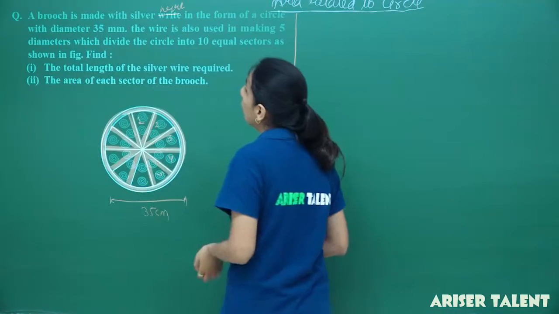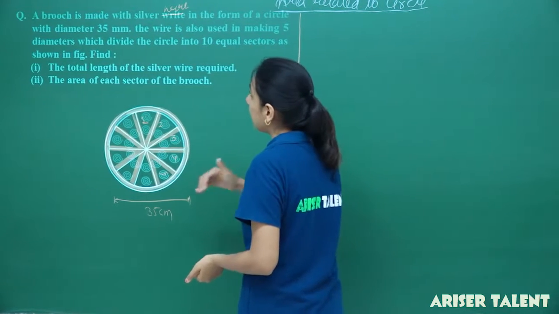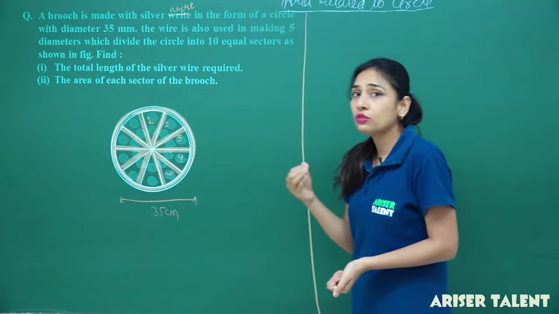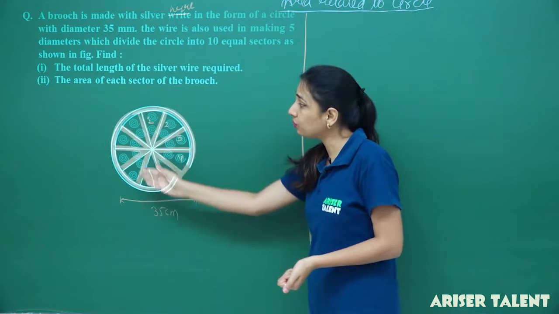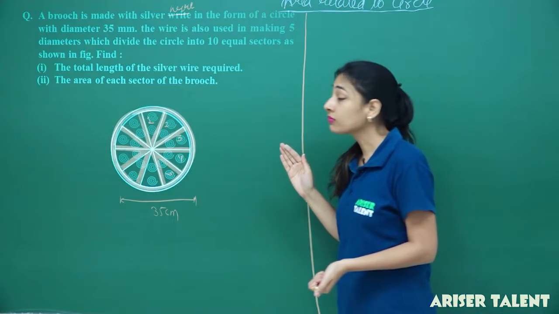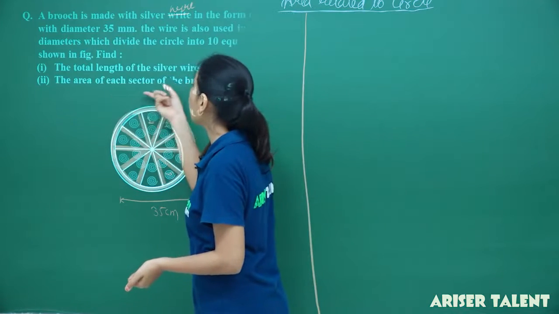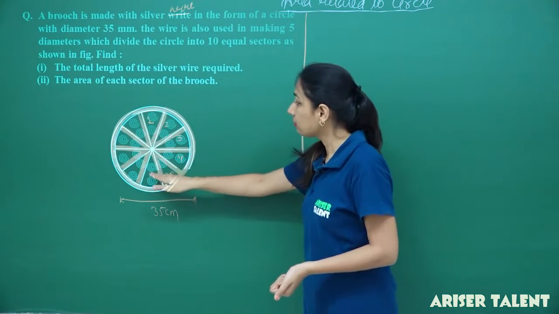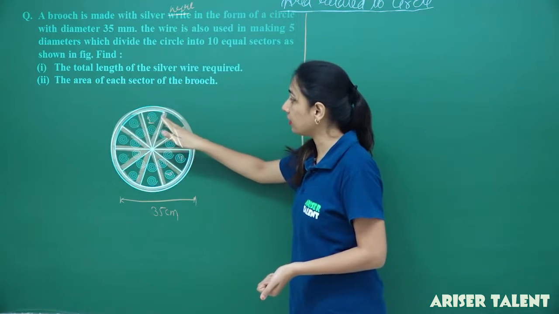It's asking us to calculate the total length of silver wire required. What length of silver wire was required to make this? Then the second thing, the area of each sector of the brooch. Now, area of each sector.